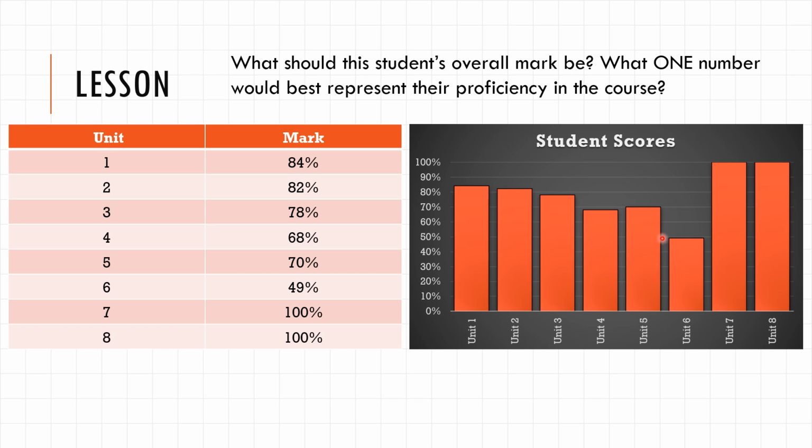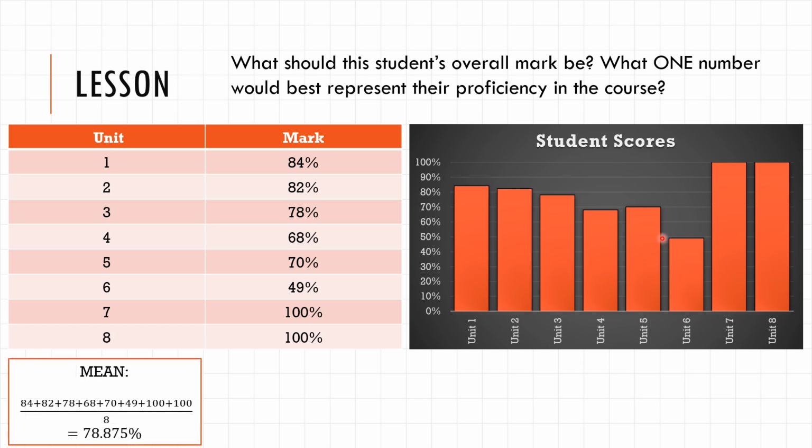Well, some people might say we might use something called the mean. So when we're finding the mean, we take all the numbers, we add them all up, and we divide it by the number of numbers that there are. So there are 8 units. So when we add them together and divide by 8, we get a number that's approximately 78.875%. So we might say, okay, I should give this student probably a 79 on their report card.